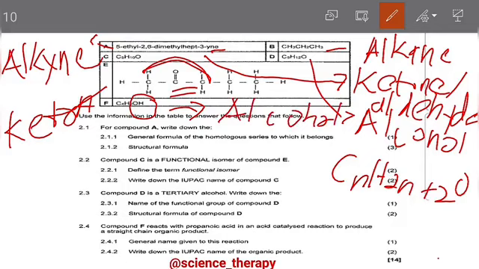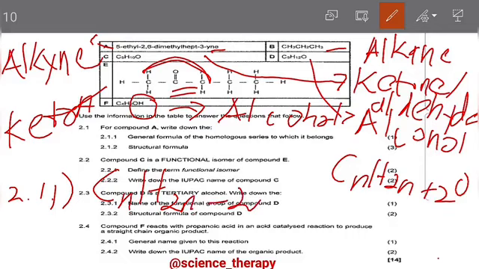Nice. Now they're saying 2.1, for compound A, write down the general formula of the homologous series to which it belongs. So the general formula, remember we have identified the homologous series. We said it's alkyne. So if they're looking for the general formula, we know the general formula for the alkynes. So for 2.1.1, our general formula for alkynes is CnH2n-2. Awesome.